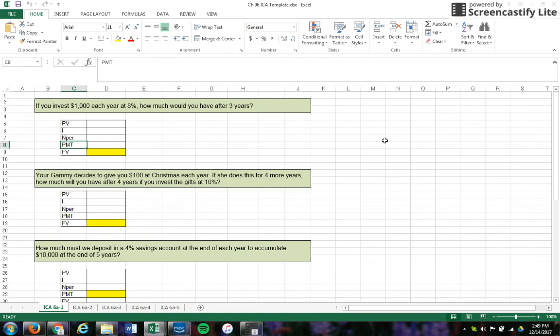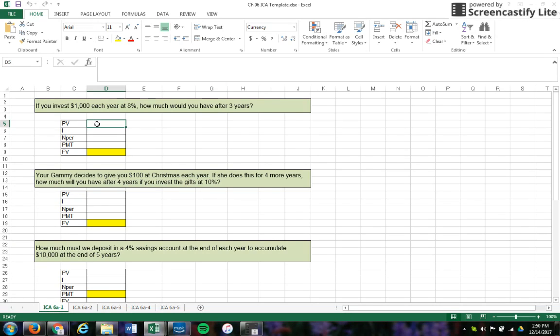And we'll look at the calculations for both of those. So if it does not indicate payments at the beginning of the period, or if it doesn't say it's an annuity due, we assume an ordinary annuity. So for this one, if you invest $1,000 each year at 8%, how much will you have after 3 years? With any of these problems, we need to have at least 3 inputs in order to get the fourth. So let's start with that.